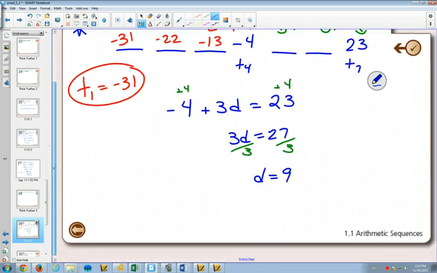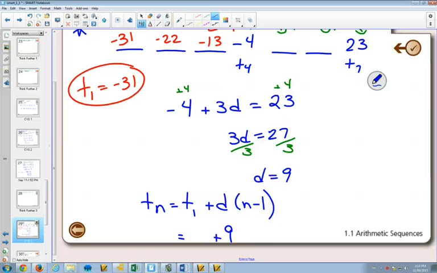So now that you've figured out what d is, what do we know? We know that our formula looks like Tn is equal to T1 plus d(n minus 1). So if we're looking at our formula, what do we know? Well, we know that d is 9. So I'm going to put that in first.